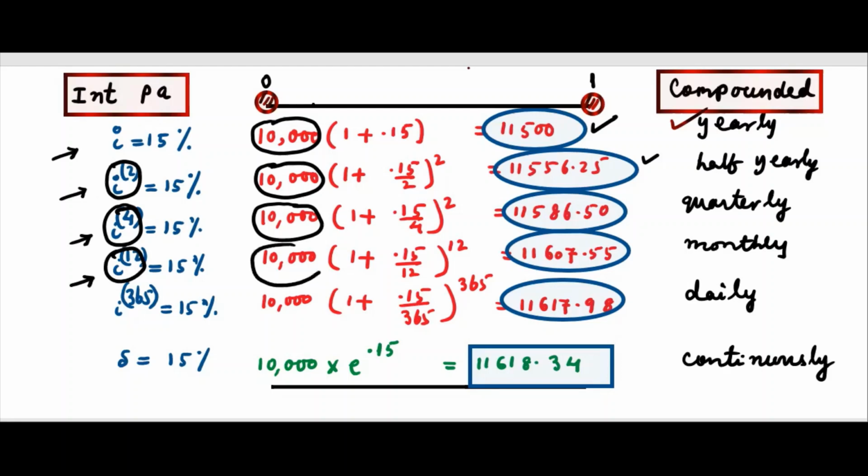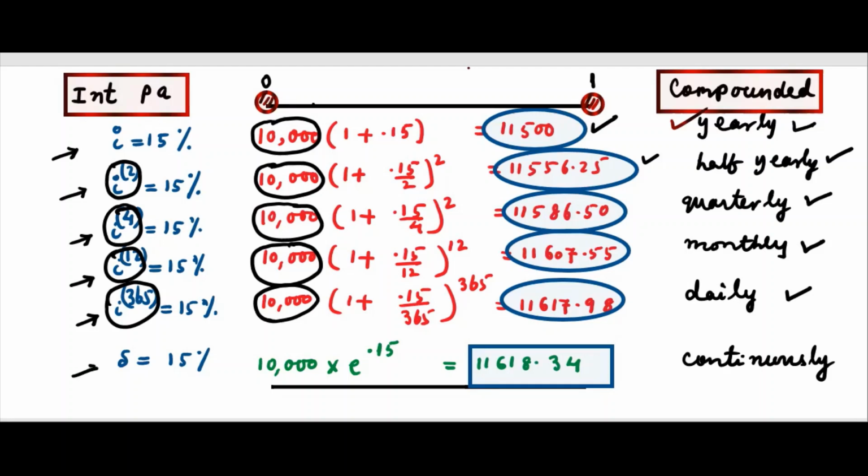Now the interest rate is 15% per annum convertible monthly. In that case, your money will grow to 11,607.55. Here, the interest rate is 15% per annum convertible daily. In that case, your money will grow to 11,617.90. Compounding daily means your money will be compounded 365 times in a year. Here monthly compounding, quarterly, half yearly, yearly. So starting from yearly, we came to every day.